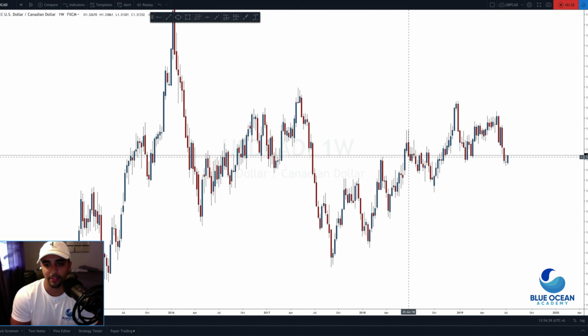All right, I want to start by saying market structure is found on all time frames, starting from the 1 minute time frame all the way up to the monthly time frame. I'm going to tune into specific time frames that I personally use to find a trade, but for right now I'm just going to jump into showing you what market structure is.